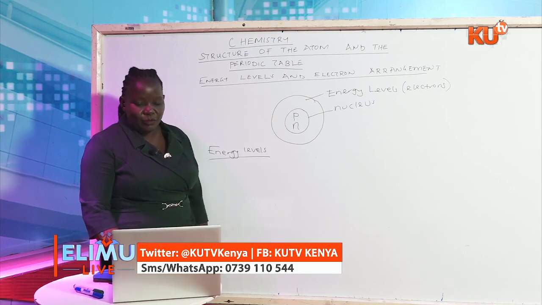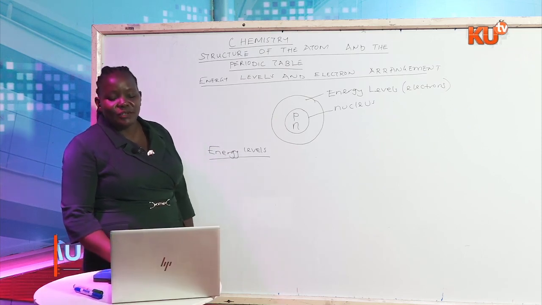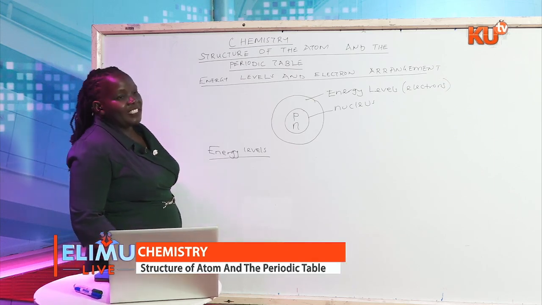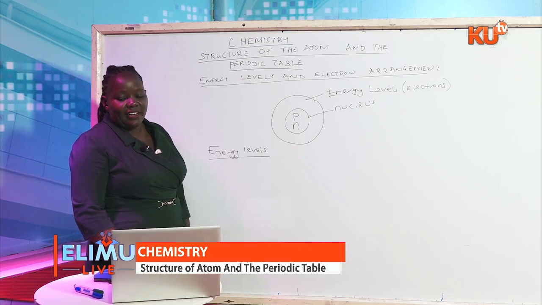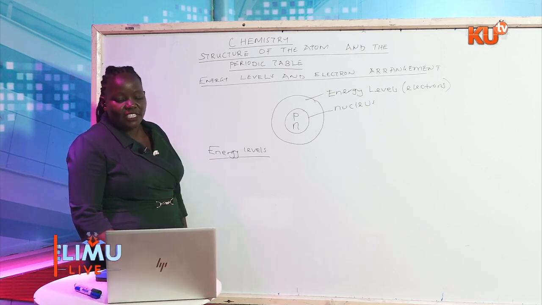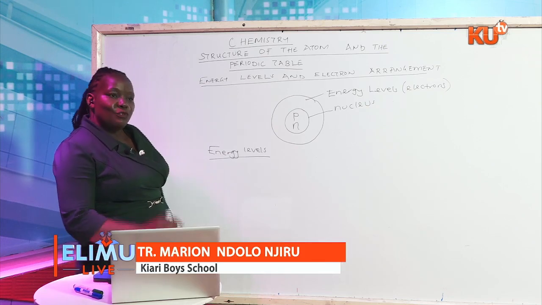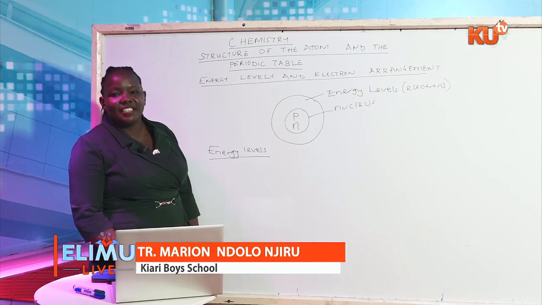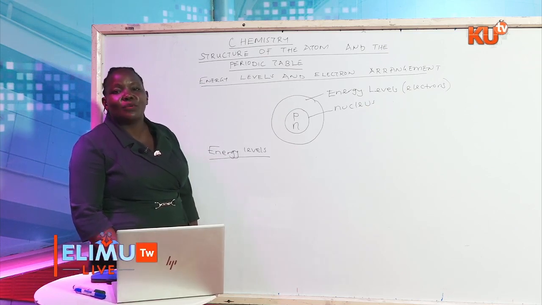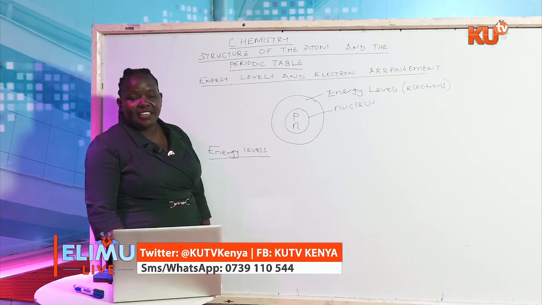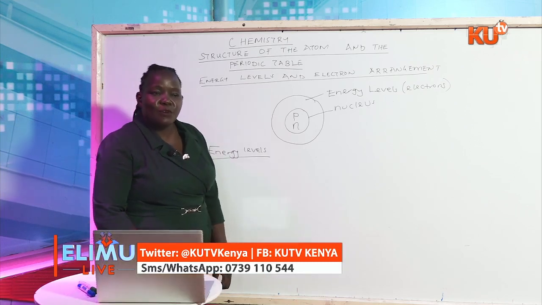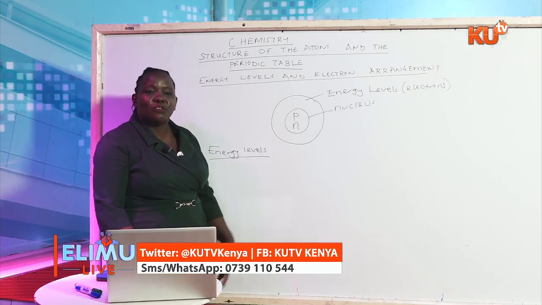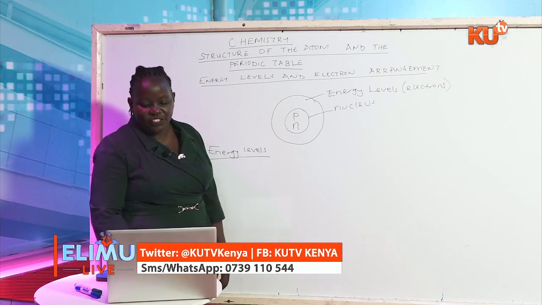Then the third energy level. The maximum number of electrons carried by the third energy level will depend on whether the element that you're dealing with is in the first 20 elements. If you have an element that is among the first 20 elements, then the third energy level will accommodate a maximum of 8 electrons. That means elements with atomic number 1 to 20 will have a maximum of 8 electrons in their third energy level.